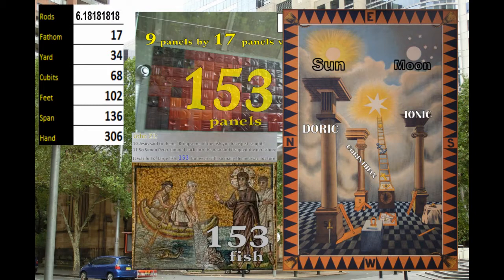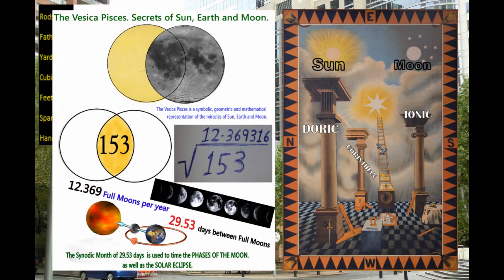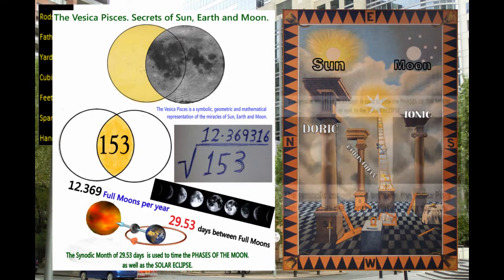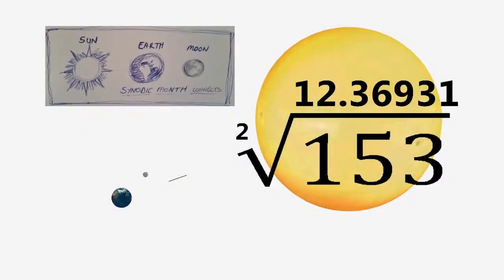Also notice standard tracing board figures include the sun and the moon. How does that connect to 153? Well, the square root of 153 is the number of full moons, or the synodic months per year, which is 29.53 days between a full moon. Strong connections again, but even visually. So the vesica, as we see there, is a beautiful description of the eclipse, and the eclipse is because of the synodic month. That's how we measure them. That's how the ancients, such as the people in Stonehenge, were able to calculate and predict them using their system.